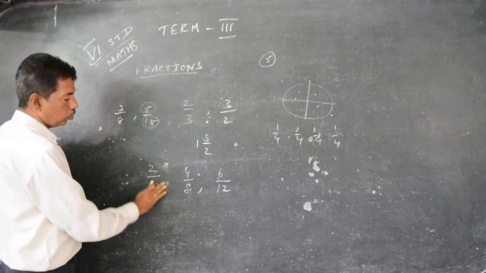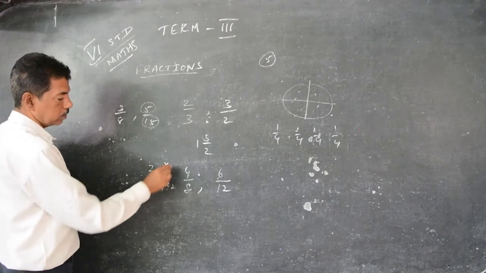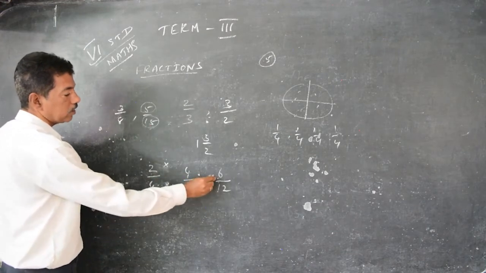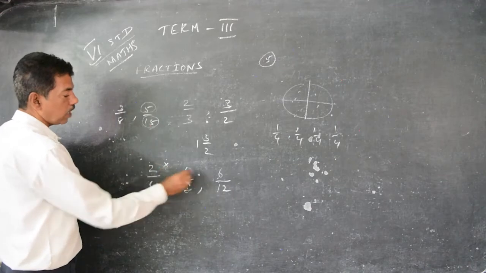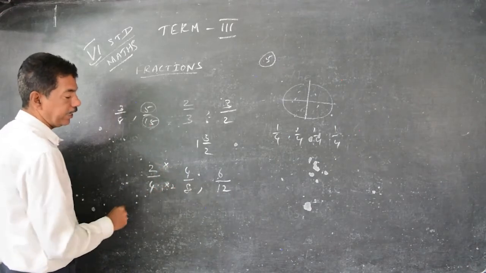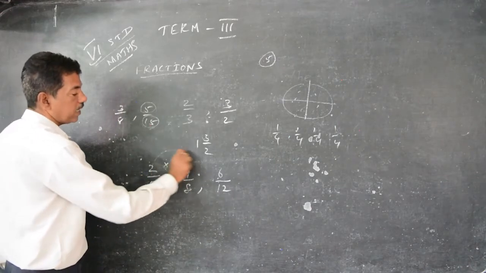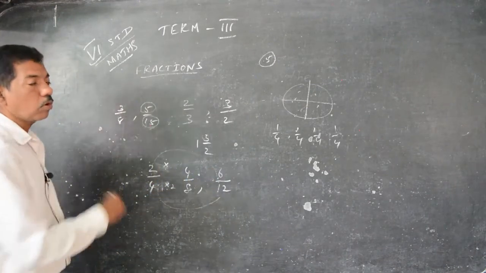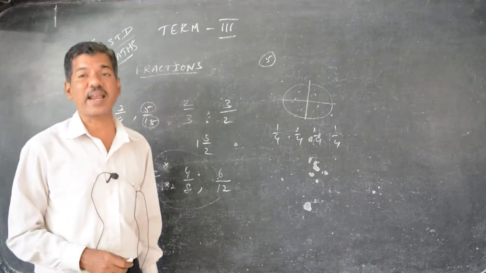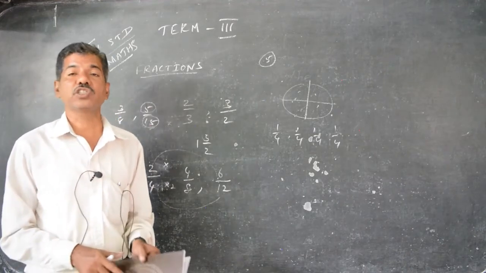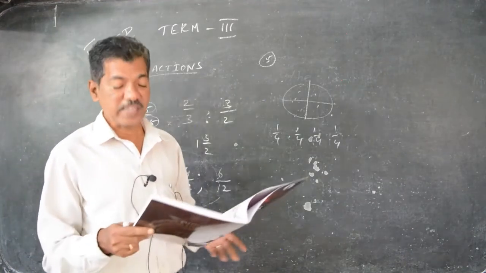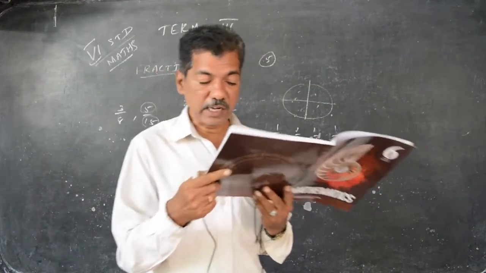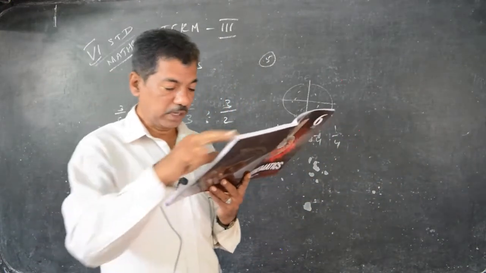This one multiplies by 2, this one also multiplies by 2, this one multiplies by 3. 2 2s are 4, 4 2s are 8 like that. 2 3s are 6, 4 3s are 12. So these are all called equivalent fractions. Equivalent fractions should all have the same value.